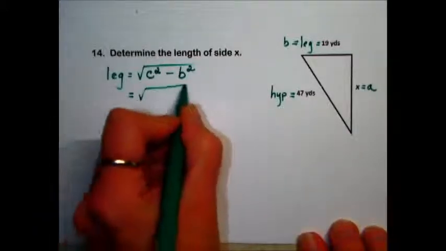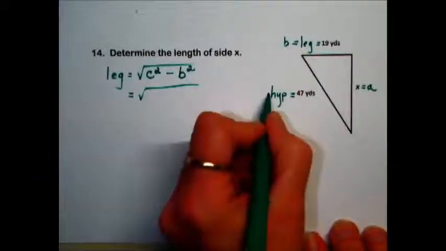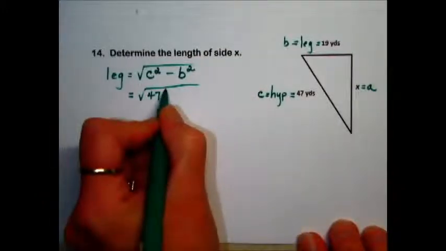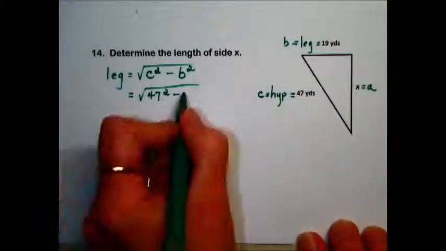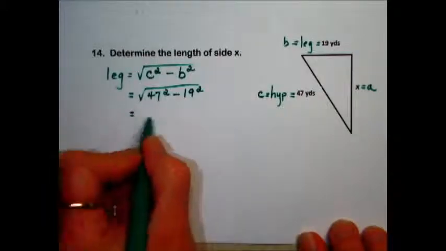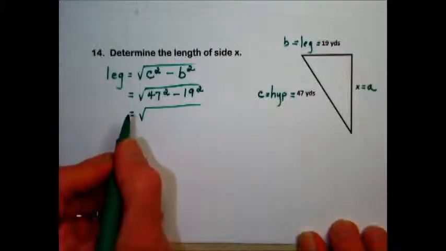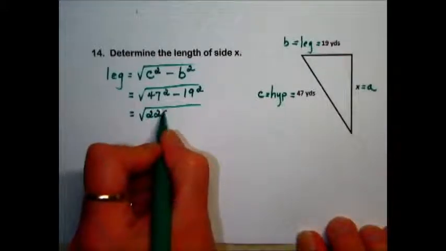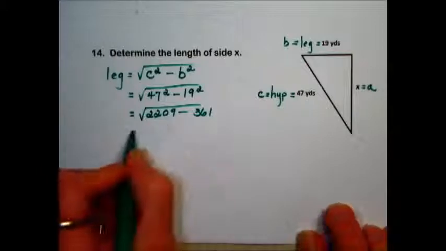Using this formula then and plugging in the values that we know, our hypotenuse, which we'll call C, will be squared first, and from that we will subtract the one leg length that we know. It has to be squared. Simplifying, we will take care of the exponents first. 47 squared gives us 2,209. 19 squared gives us 361.